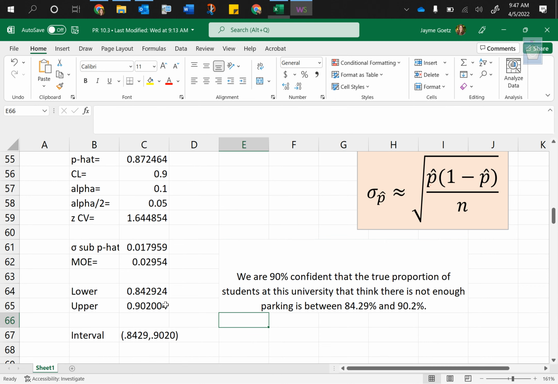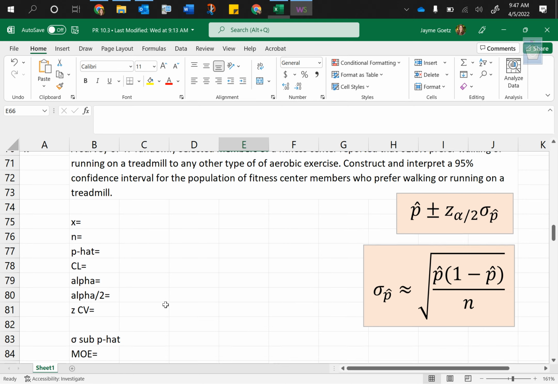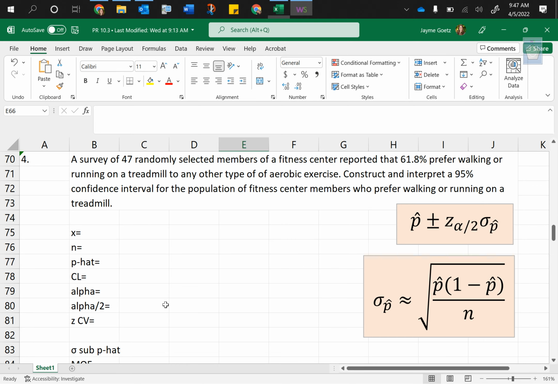All right, let's try it again. On number 4, a survey of 47 randomly selected members of a fitness center reported that 61.8% prefer walking or running on a treadmill to any other type of aerobic exercise. I can personally attest that that is garbage. All right. Construct and interpret a 95% confidence interval for the population of fitness center members who prefer walking or running on a treadmill.